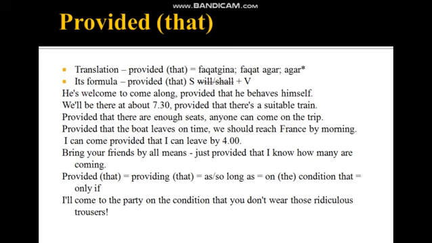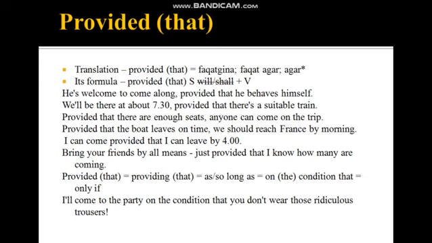And the next sentence is, provided that there are enough seats, anyone can come on the trip. See, guys, there is a condition. There is a condition that only if there are enough seats, anyone can come on the trip. So provided that a boat leaves on time, we should reach France by morning. Or I can come provided that I can leave by 4. Or bring your friends by all means, just provided that you know how many are coming.